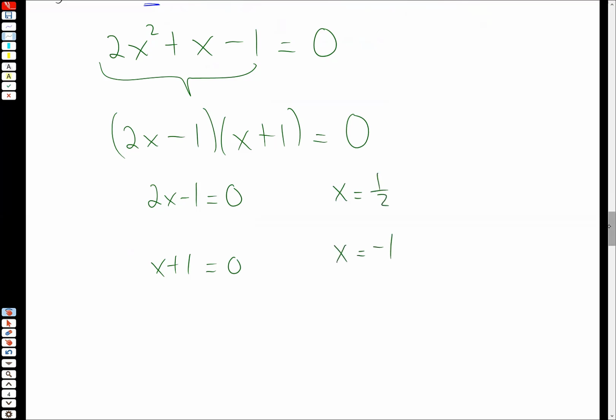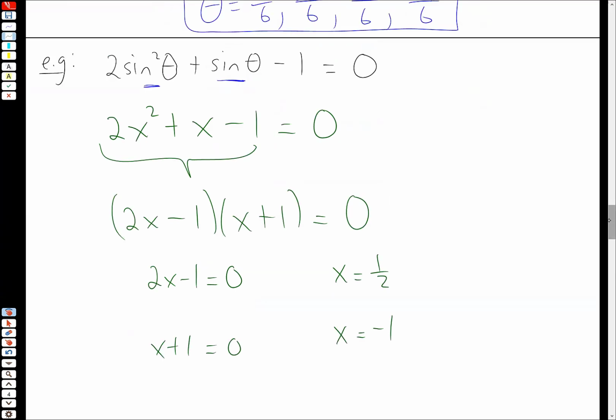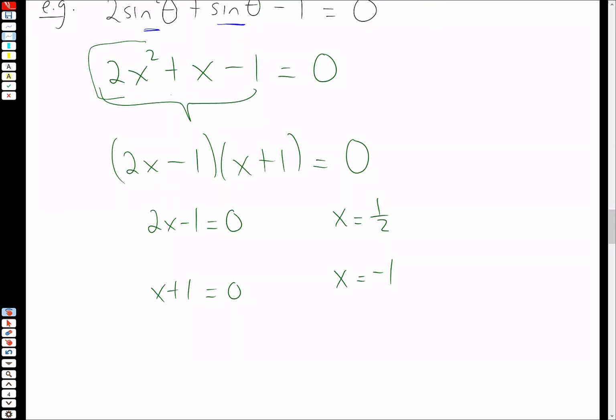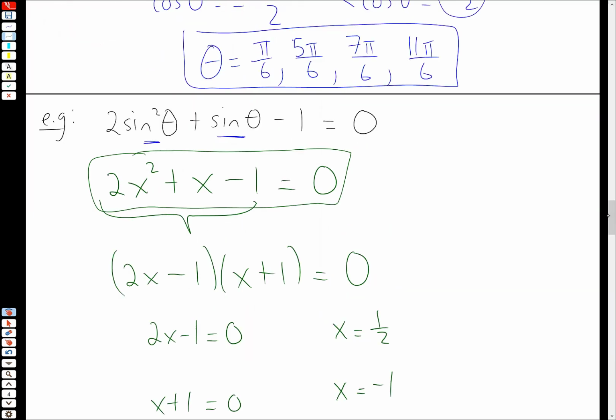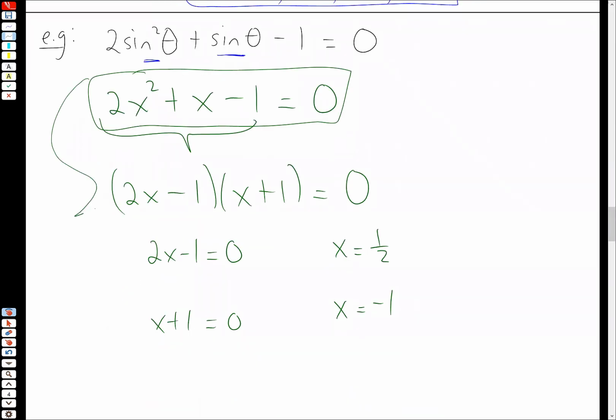Okay. Now, another way you could have done that, if you couldn't factor that, remember, you can always use the quadratic formula, and you would get these same 2 answers here. But remember, if you can factor, that usually will save you time. Now, we weren't solving in this question 2x squared plus x minus 1. We were solving 2 sine squared theta plus sine of theta minus 1 is equal to 0. So now all we have to do is apply what we did here to our equation up above.